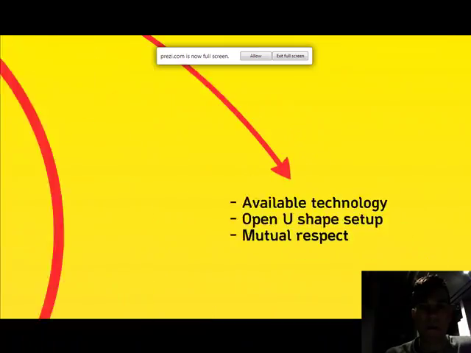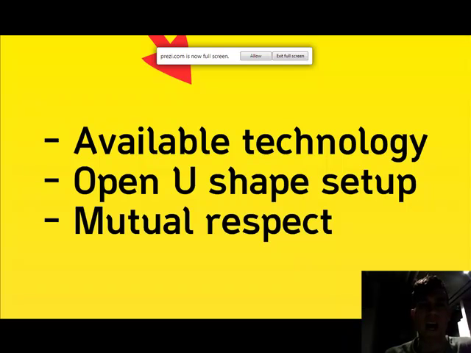Establish the learning environment. Available technology. I have an open U-shaped setup in the classroom, and our learning environment is really based on mutual respect. I cannot demand respect from my students if I do not first give that respect to them.